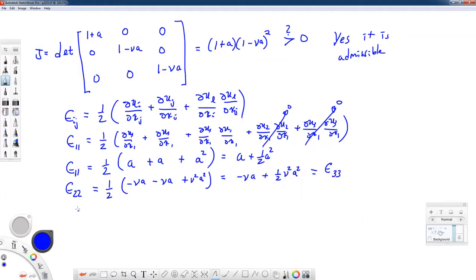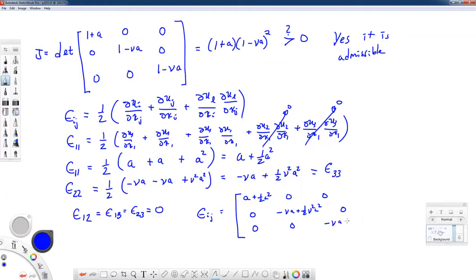As I mentioned, due to the nature of this displacement field, these off-diagonal terms are all going to be equal to 0. So if we want, we can make our components of our strain tensor in this coordinate system. We can write this in matrix form: a plus 1/2 a squared, 0, 0; 0, minus nu a plus 1/2 nu squared a squared, 0; 0, 0, minus nu a plus 1/2 nu squared a squared.